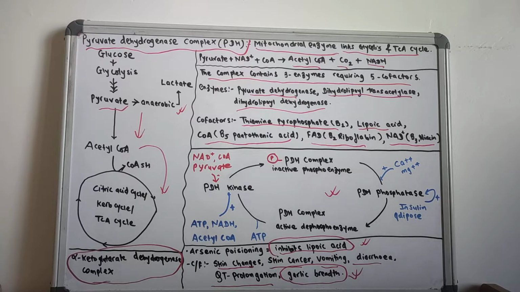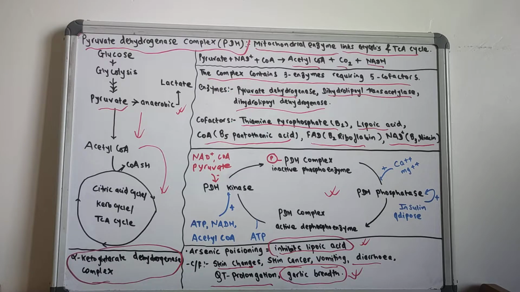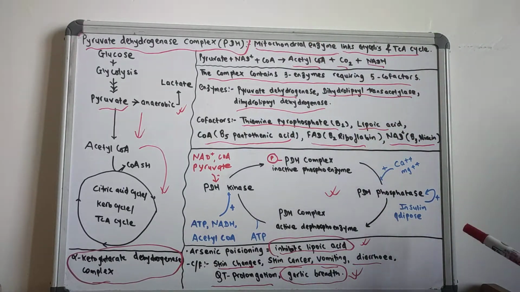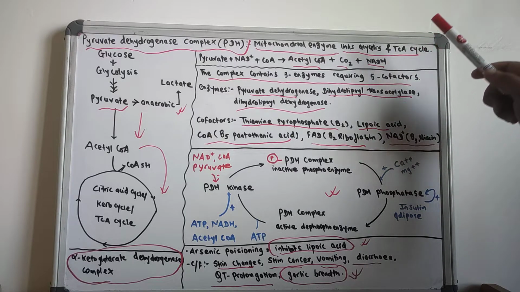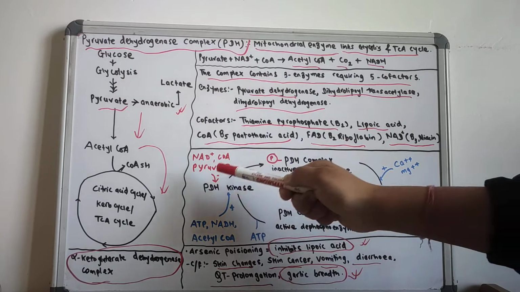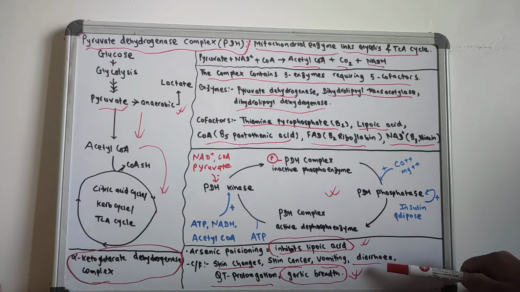These are the important things you have to know about the pyruvate dehydrogenase complex. You learned about the significance of the pyruvate dehydrogenase, an important mitochondrial enzyme that links glycolysis and the TCA cycle. You also learned about the reaction of the pyruvate dehydrogenase and the various enzymes and cofactors needed for its proper functioning. You also learned about the regulation of the pyruvate dehydrogenase complex, and about arsenic poisoning.